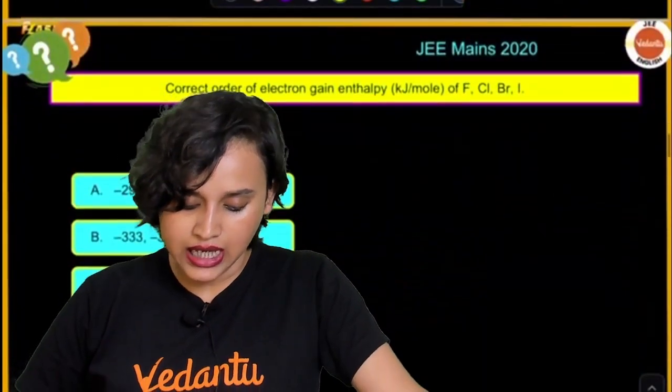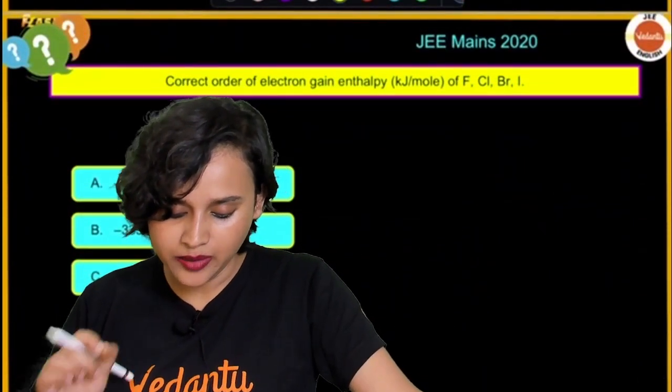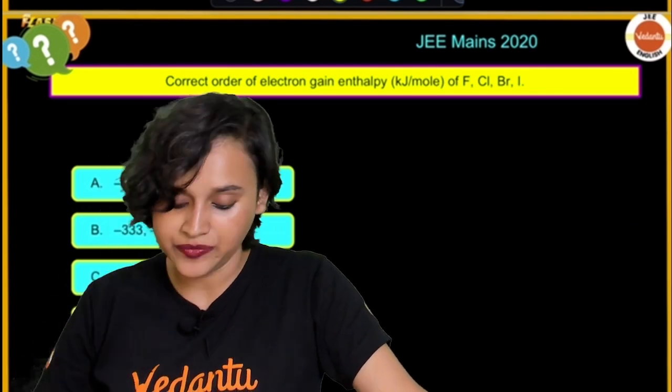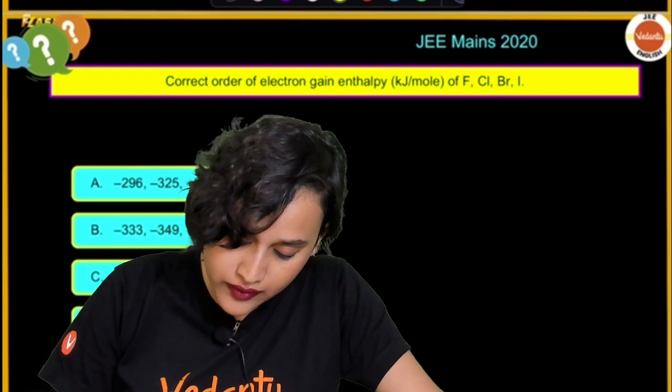Next question. The correct order of electron gain enthalpy in kilojoule per mole of fluorine, chlorine, bromine and iodine is. Okay. Now we all know that fluorine will be lesser than chlorine.